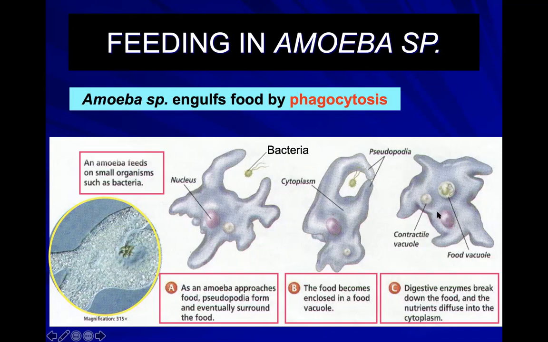Then the digestive enzyme will move inside the food vacuole, because we know that in order to get the nutrients from the food, we need to digest it using enzyme. So once the bacteria is digested, any nutrient available will diffuse into the cytoplasm. Okay, enough with the feeding.